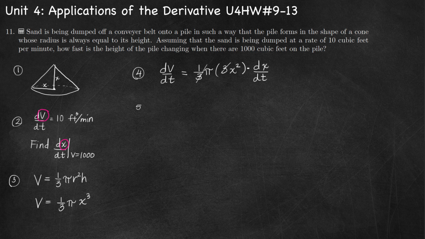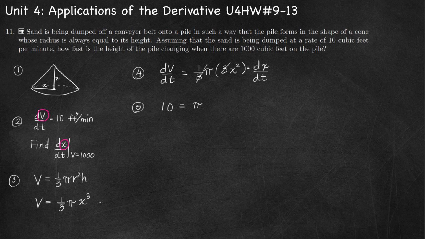Now we want to substitute in all of our known values into this equation. We know that dV/dt equals 10. And then we have pi times x squared. We have to figure out the value of x at this moment in time. When the volume is 1,000, what is x?